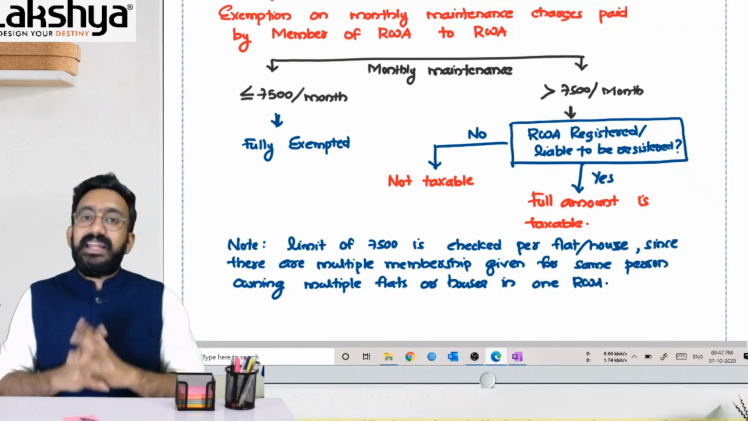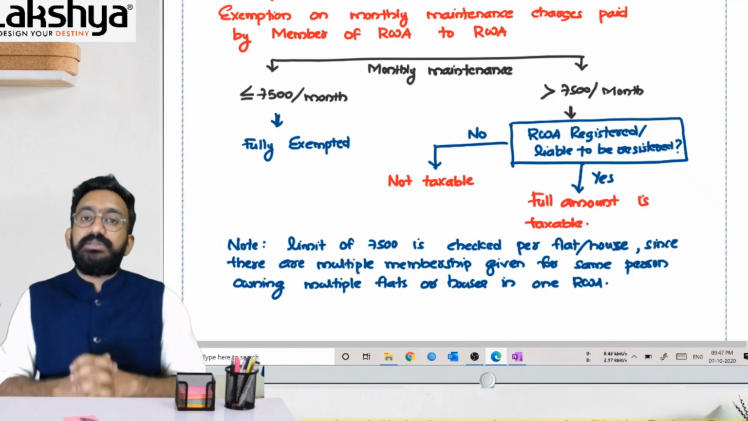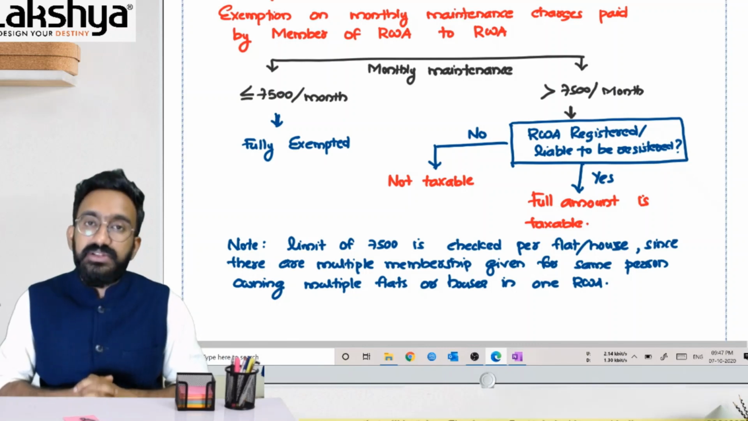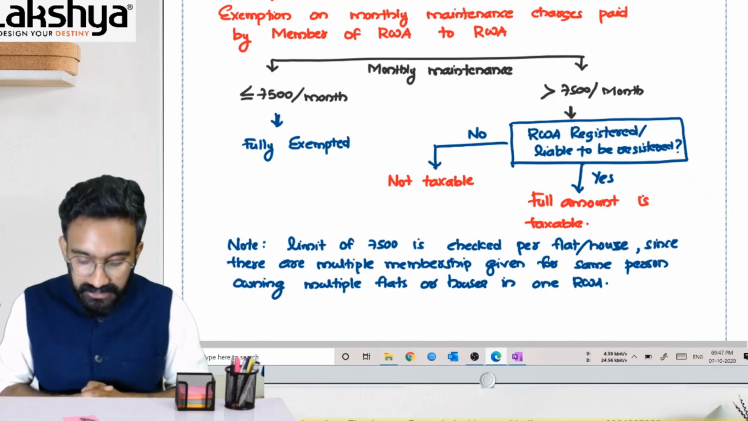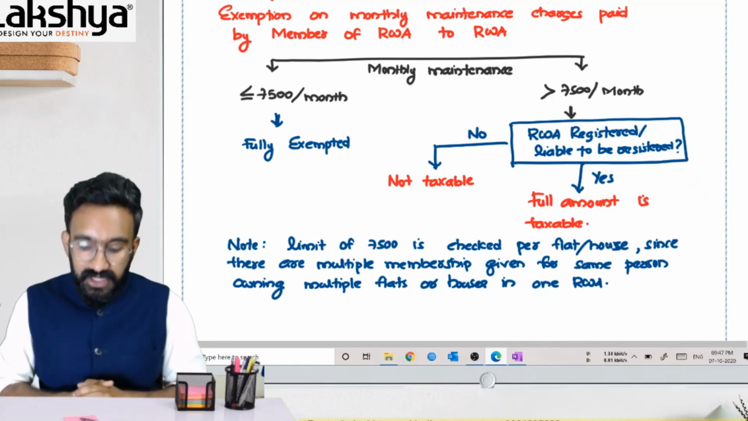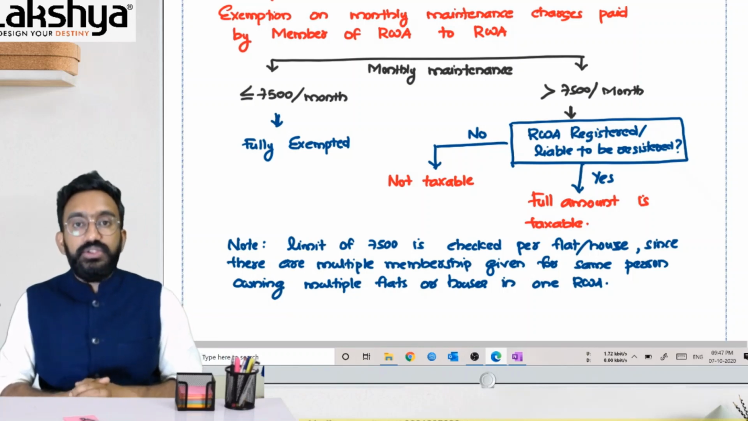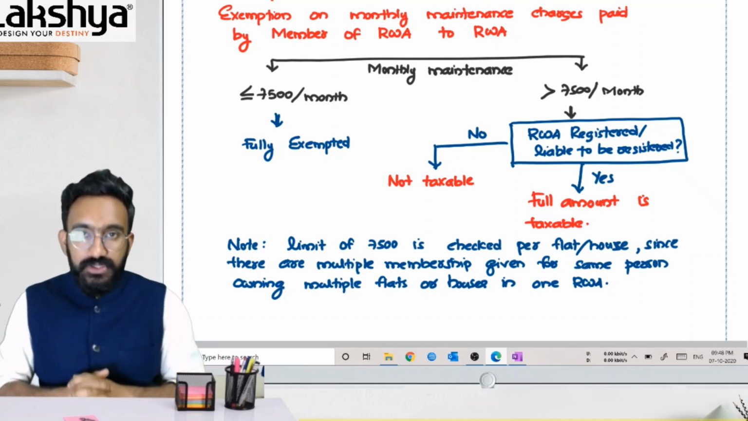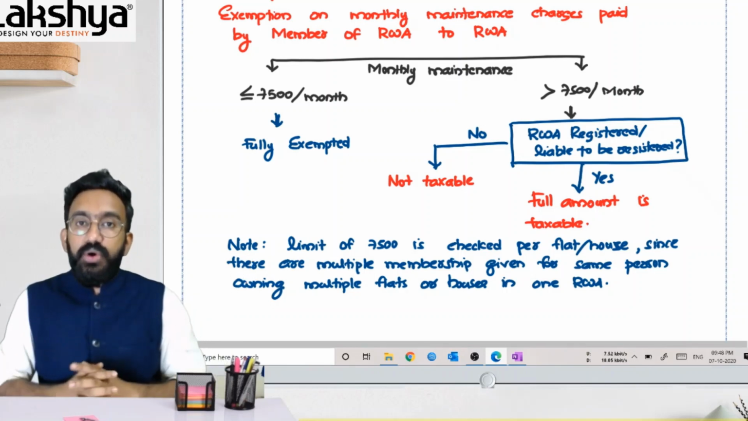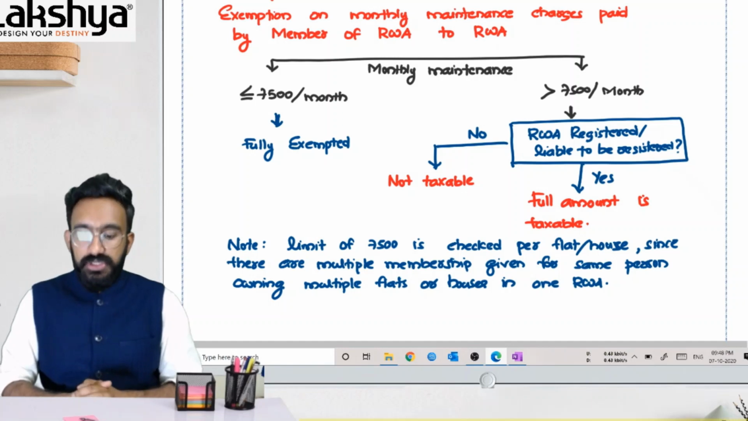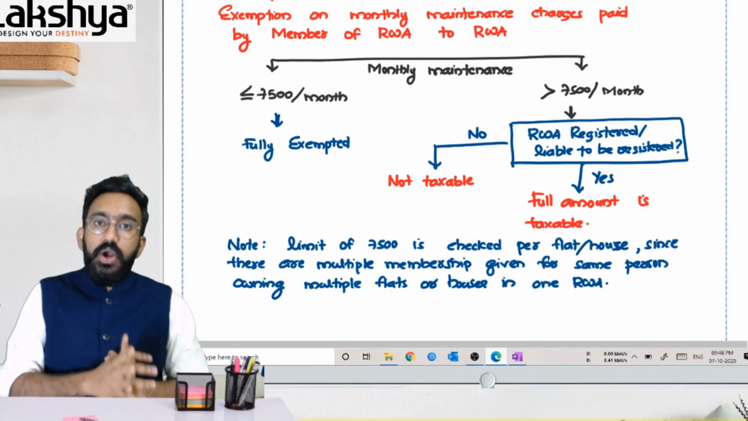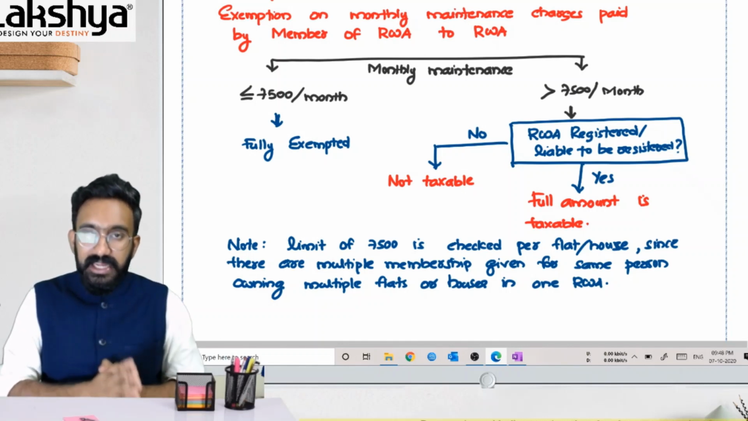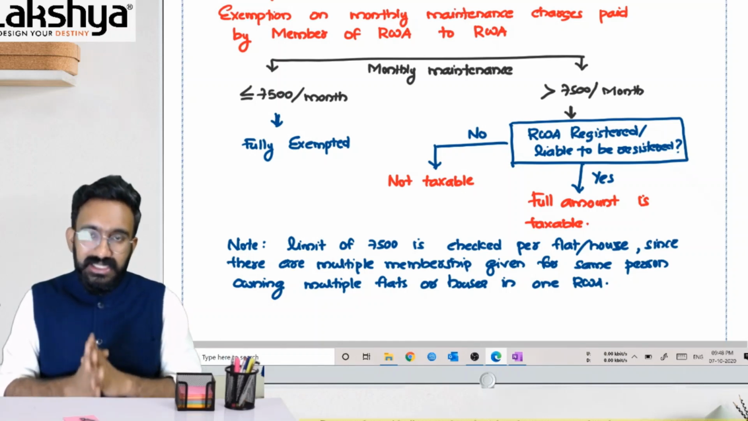Now the government has clarified a few areas in that, so it becomes important for our exam. If the monthly maintenance is less than or equal to 7,500 per month, it is fully exempted. But if it's more than 7,500 per month, then you will have to ask one more question, whether the residential welfare association in total is getting more than the threshold limit of registration, or are they liable to register, or they are registered already. Then it becomes a taxable supply. Otherwise it is not taxable, it will still be exempted.